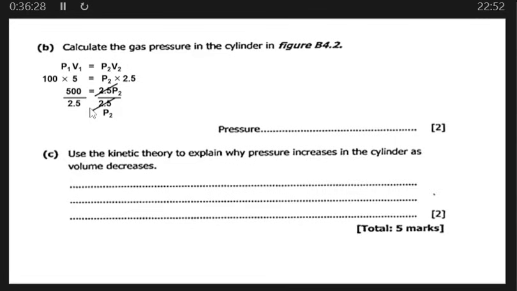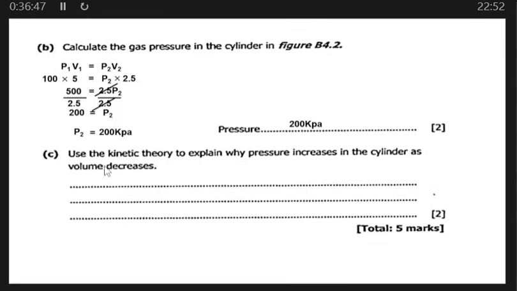Then what we are going to remain with is P here. So here we'll divide 500 by 2.5, which will give us 200. So it means that our pressure is equal to 200 kilopascal. So we'll put our 200 kilopascal there. All right. So let's move to question C.